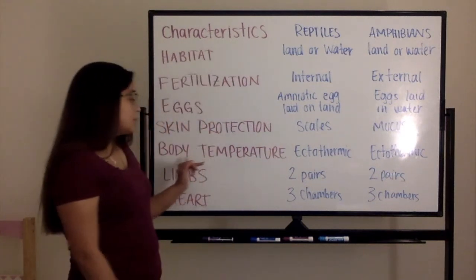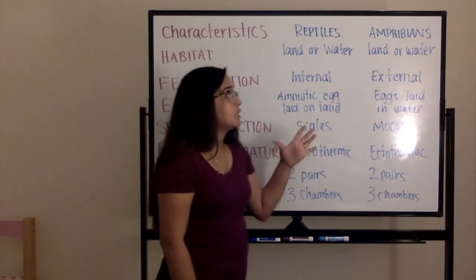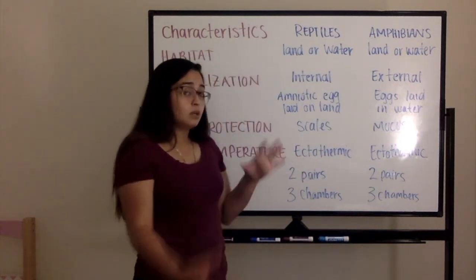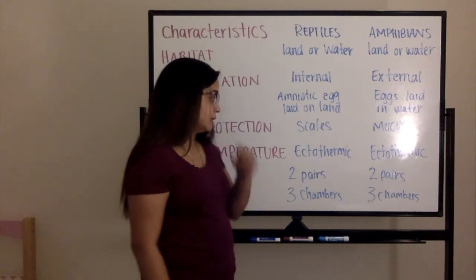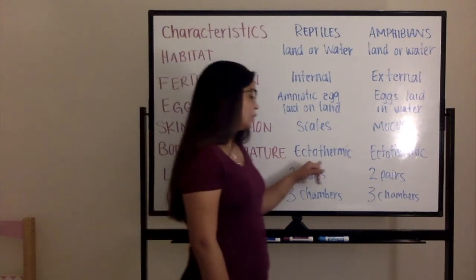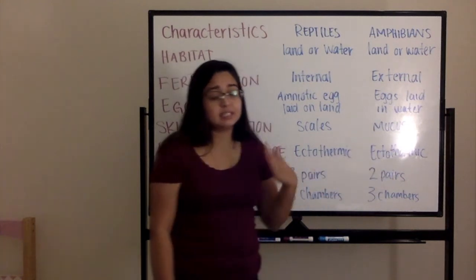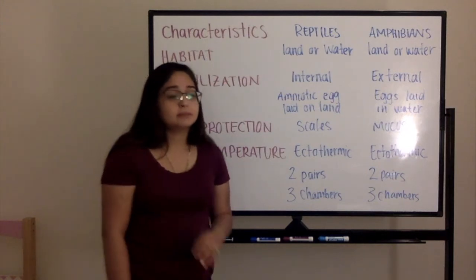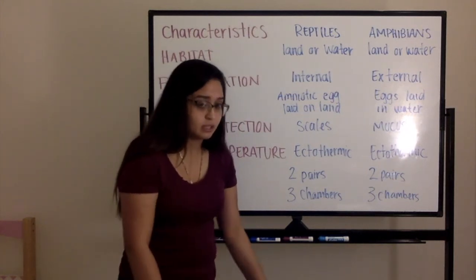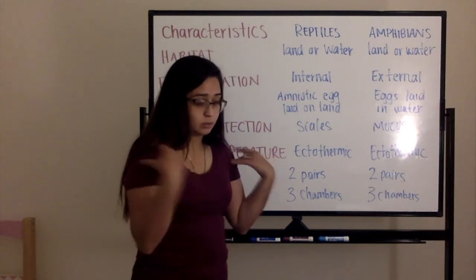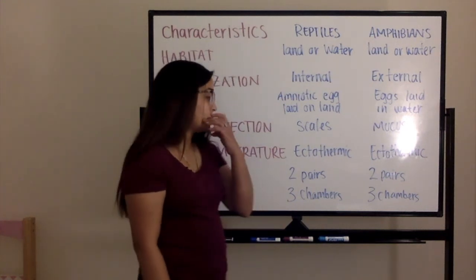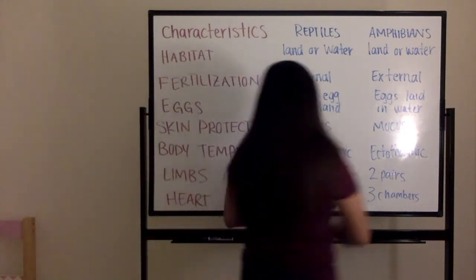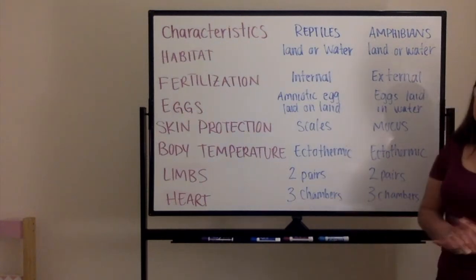Now, for their body temperatures, even though some live on land or in water, they both moderate or adapt their body temperature using ectothermic. So their skin is ectothermic. Limbs, they both have 2 pairs of limbs, meaning they have 2 arms, 2 legs, or 2 and 2. And hearts. Their hearts actually have 3 chambers, both of them.